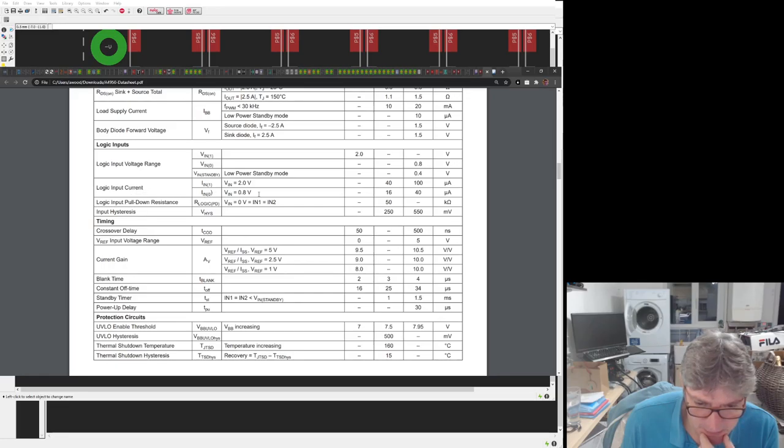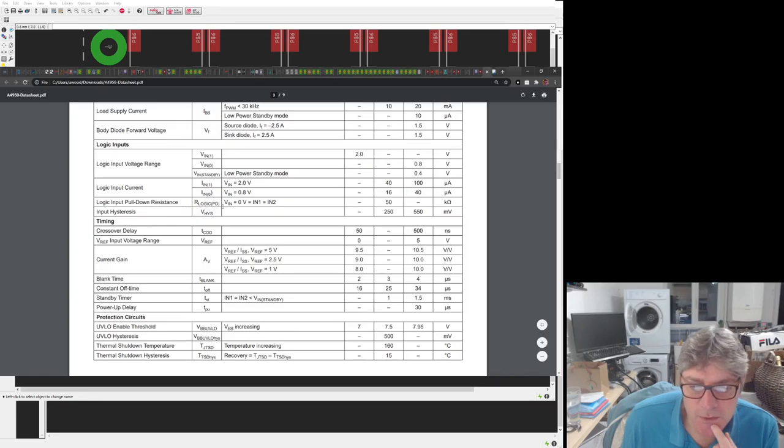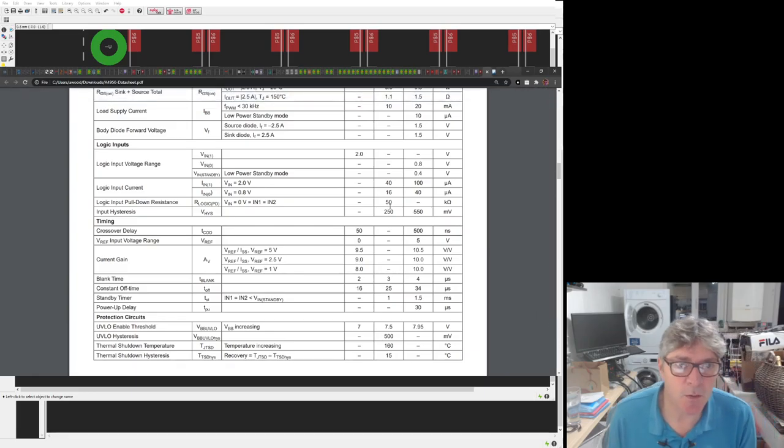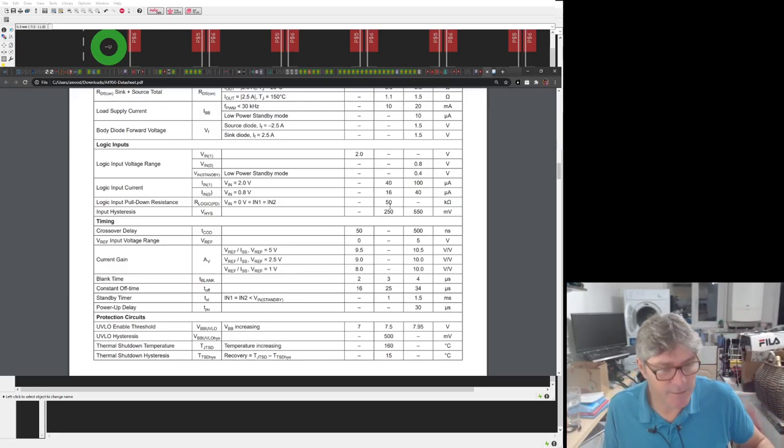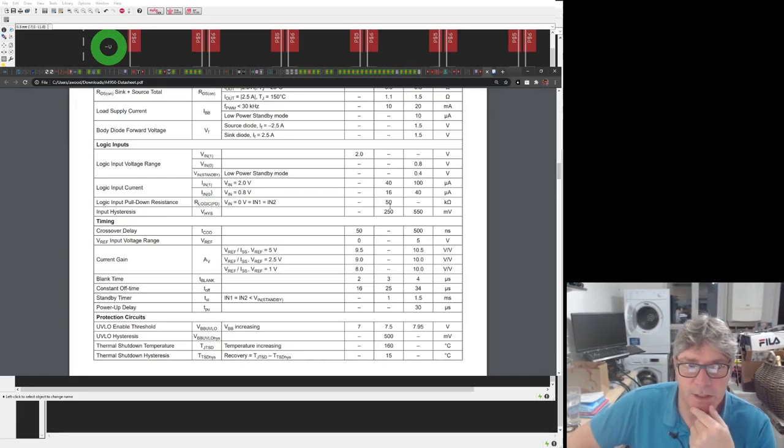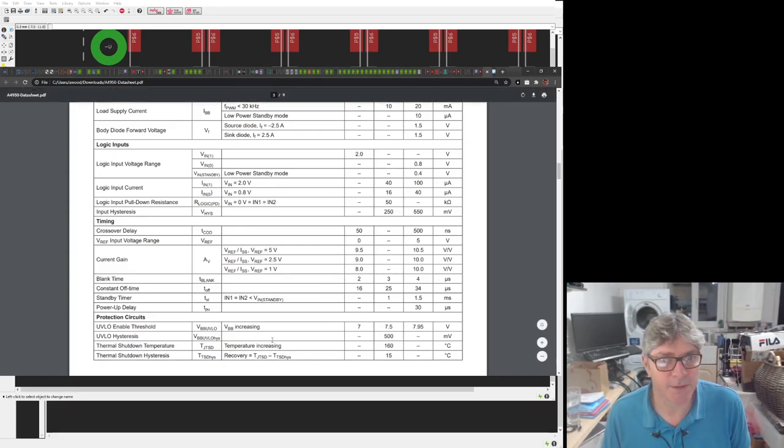Right, logic input current. Yeah, it's tiny amounts, so it's got a high impedance input. Oh, and it's got a logic input pull down resistance, look. But it's 50 kilo ohms, so that's not going to interfere with us. But we do need to be aware that that is a pull down rather than a pull up. So as long as we take that into account, it shouldn't be a problem. That pull down's there for safety, because if both are zero, particularly for a period of time, it actually powers down sections of the motor driver. So yeah, we should be fine on that.